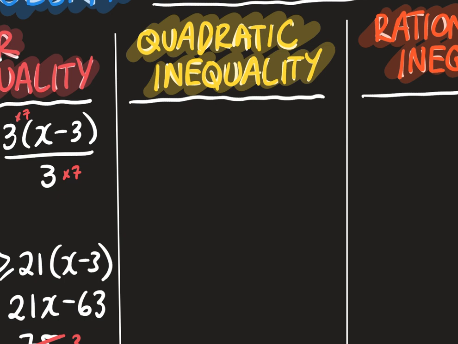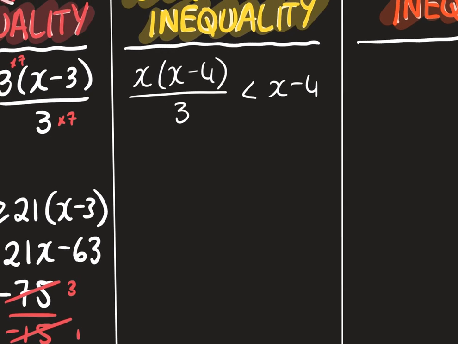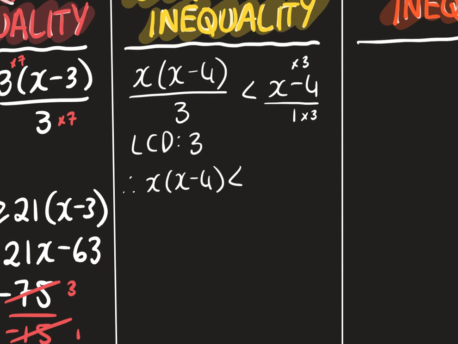Okay, so let's get an example going here. x, open bracket, x minus 4, all over 3, is less than x minus 4. So again, treat it exactly the same way as the linear. We treat it as if it's an equation, and we LCD this. Our LCD here is 3, so we put this over 1. We times this by 3, times this by 3. Therefore, we have x, open bracket, x minus 4, is less than 3, open bracket, x minus 4, close bracket. We can times everything in, so x squared minus 4x is less than 3x minus 12.